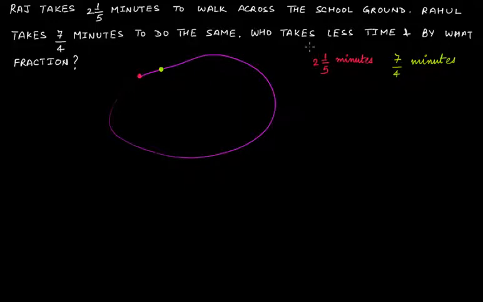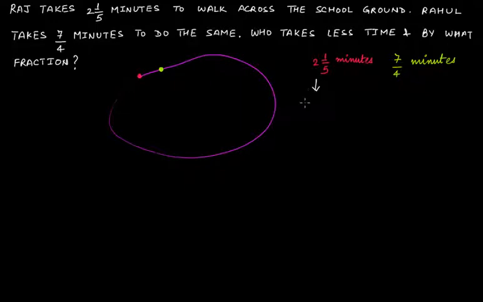It's asking who takes less time. It means that we have to compare these two fractions. Now we know that when we compare two fractions, you have to convert them into like fractions so that you can compare them. Like fractions have the same denominator. So this is whole number 2 and then 1/5, it's a mixed fraction. First write this fraction as an improper fraction.